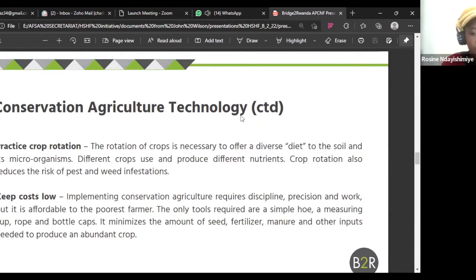Practice crop rotations and keep costs low, so that anybody with any budget can use it.